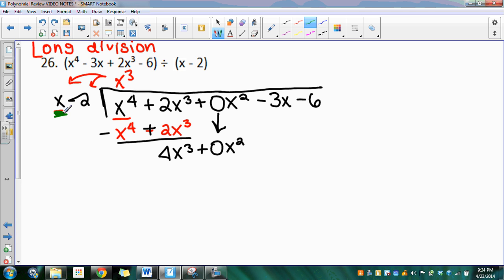So now we're trying to get x to look like an x cubed, or a 4x cubed, which means we'll have to multiply by a positive 4x squared, because we're only missing one x. Then work backwards. So 4x squared times x is 4x cubed, and 4x squared times negative 2 is negative 8x squared.